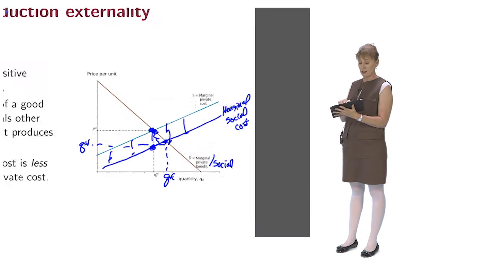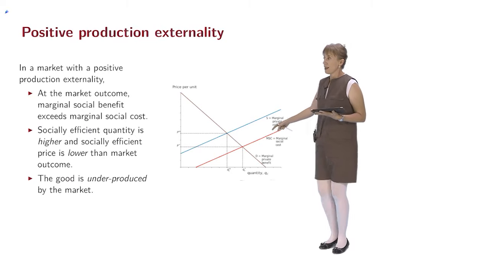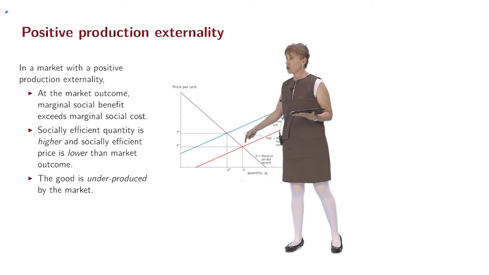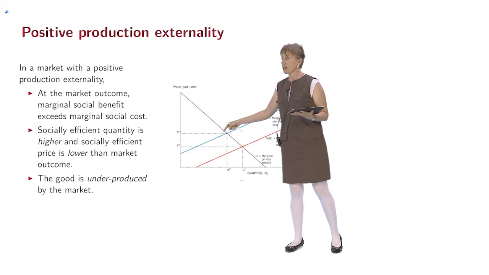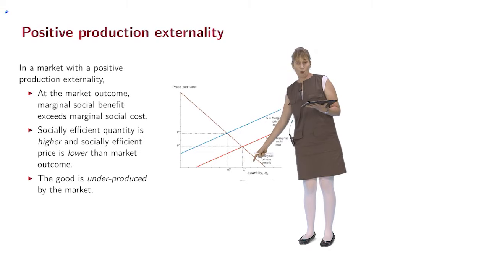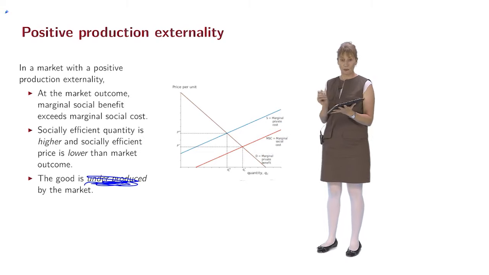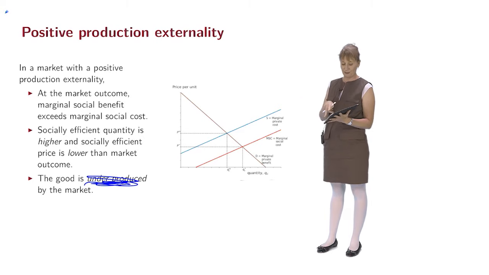So let's zoom out here, clean this up, and take a look. Here's our socially efficient outcome. Here's our market outcome. At the market outcome, marginal social benefit exceeds marginal social costs. Our market outcome quantity is too low. We would benefit from more of this good being produced. This good is underproduced by the market.